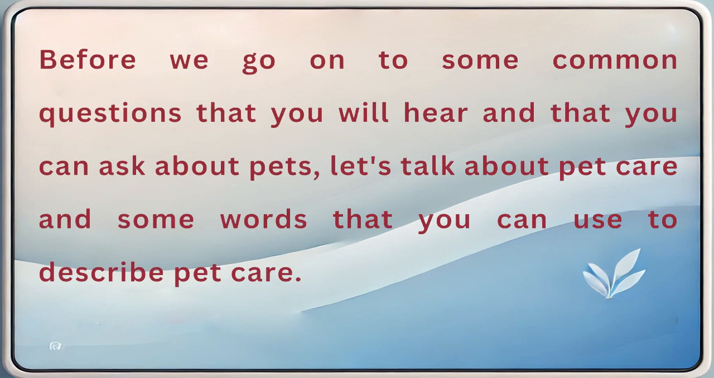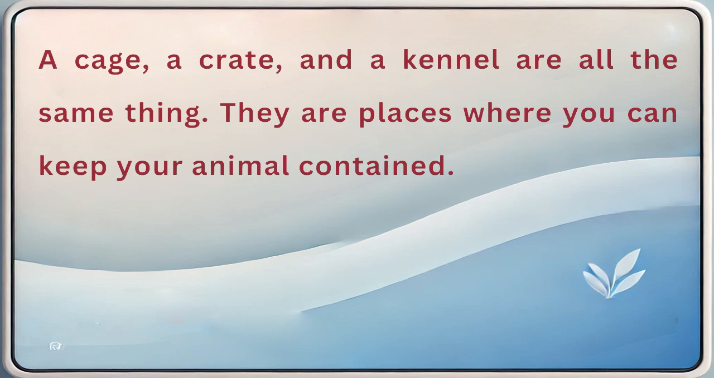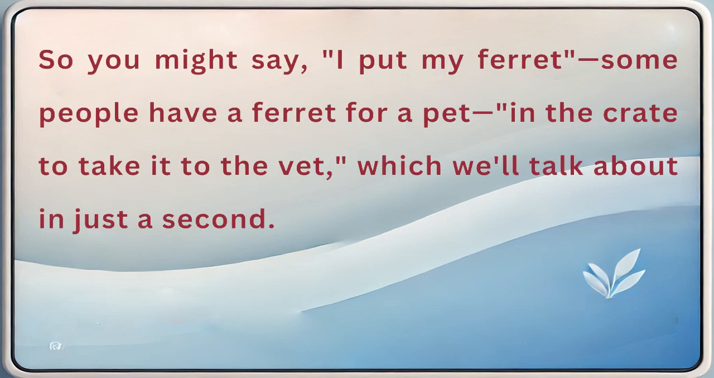Before we go on to some common questions that you will hear and that you can ask about pets, let's talk about pet care and some words that you can use to describe pet care. A cage, a crate, and a kennel are all the same thing. They are places where you can keep your animal contained. So you might say, "I put my ferret," some people have a ferret for a pet, "in the crate to take it to the vet," which we'll talk about in just a second.